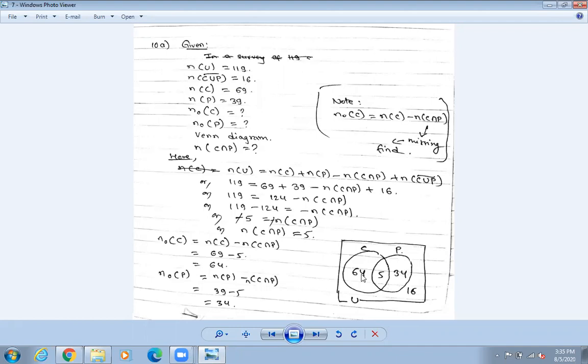And the complement is 16. Let us add all these numbers: 64 plus 5 is 69, 69 plus 34 plus 16. All together it becomes 119. If it becomes 119, then the answer is correct. If the addition of these numbers is not equal to 119, then your answer is wrong.